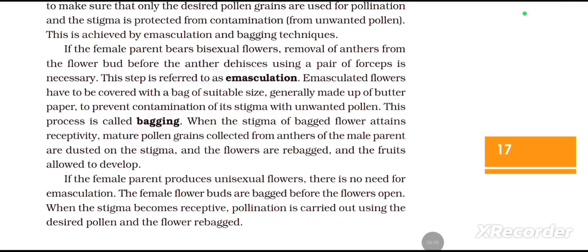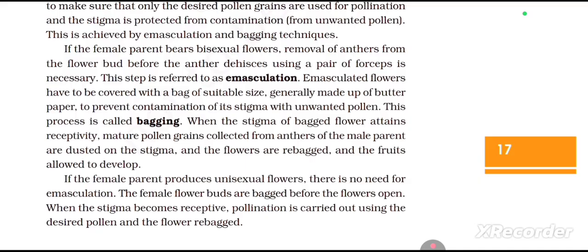If the female parent bears bisexual flowers, removal of anthers from the flower bud before the anther dehisces, using a pair of forceps, is necessary. This step is referred to as emasculation. Emasculated flowers have to be covered with a bag of suitable size, generally made up of butter paper, to prevent contamination of the stigma with unwanted pollen. This process is called bagging. When the stigma of the bagged flower attains receptivity, mature pollen grains collected from anthers of the male parent are dusted on the stigma, and the flowers are rebagged and the fruits allowed to develop.